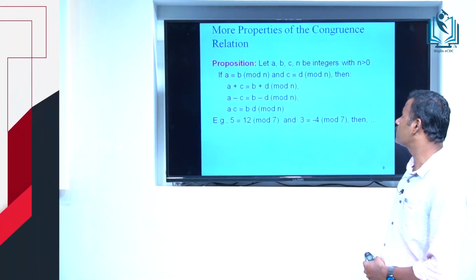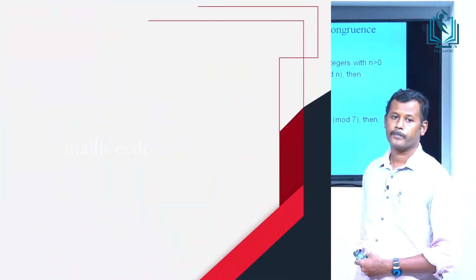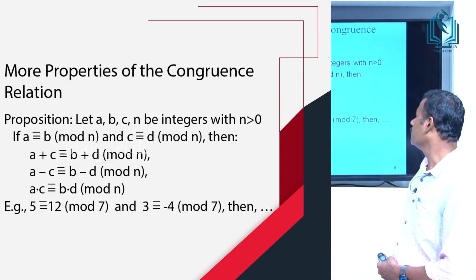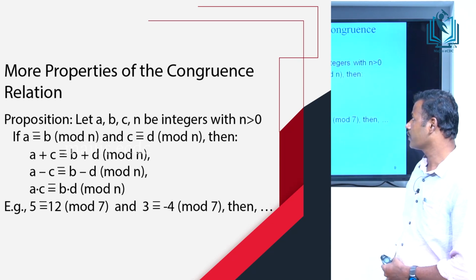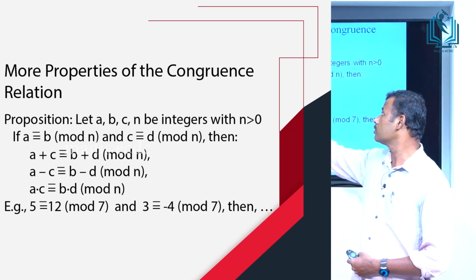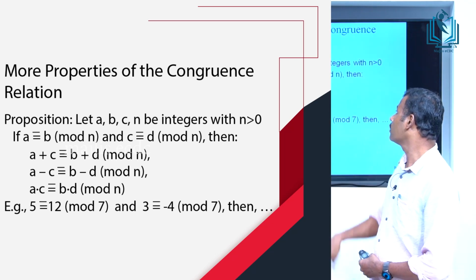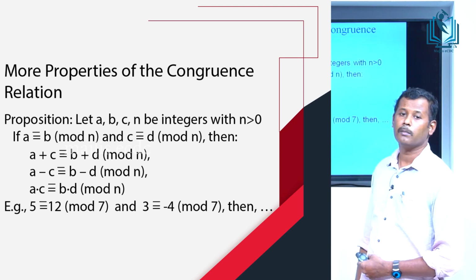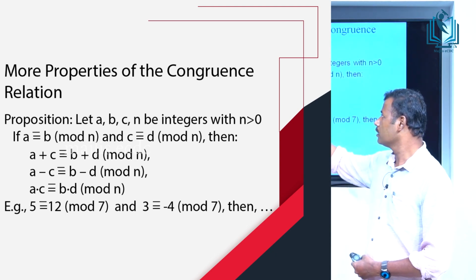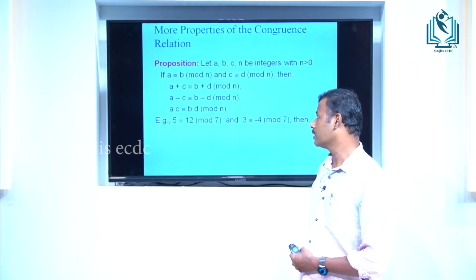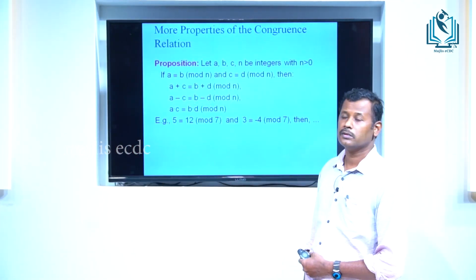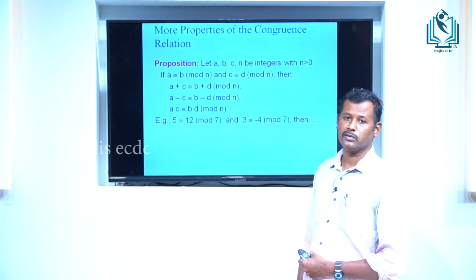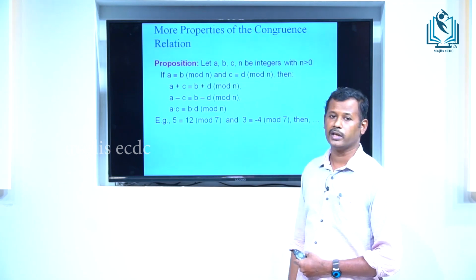Next, more properties. First, the proposition. Choose integers a, b, c, d and n, with n greater than 0. The first property says that if a is congruent to b mod n and c is congruent to d mod n, then a plus c is congruent to b plus d mod n. Next, a minus c is congruent to b minus d mod n. And the third one, a times c is congruent to b times d mod n. These are the three properties.